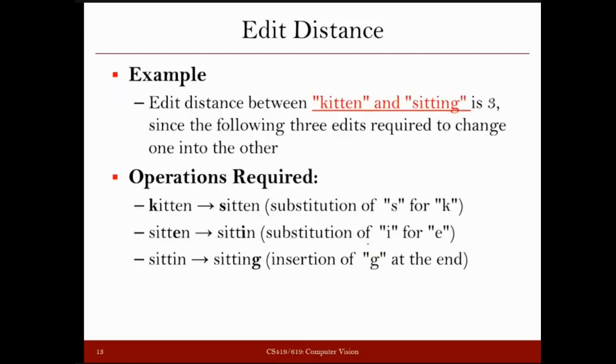Okay, let's take another example. Suppose kitten is given and sitting is given, and you have to compare these 2 words. To convert kitten to sitting, you first have to substitute: delete K and insert S in its place, and then the substitution of I is required for E, and then one insertion is required for G. If you perform these 3 operations, you will get sitting from kitten. Since a total of 3 operations are required, the distance between these 2 given words is 3.